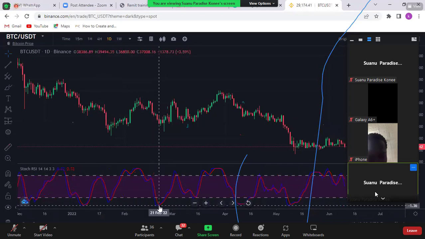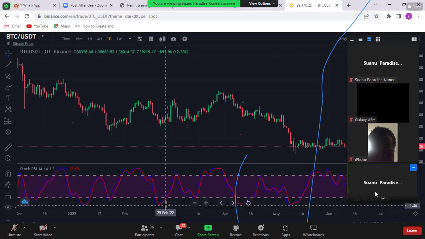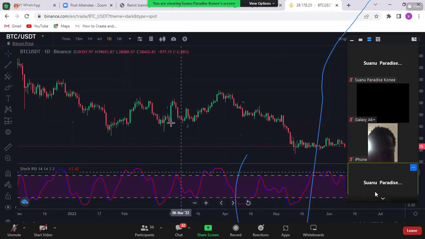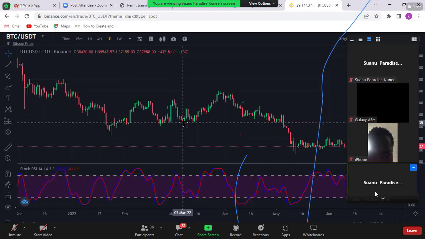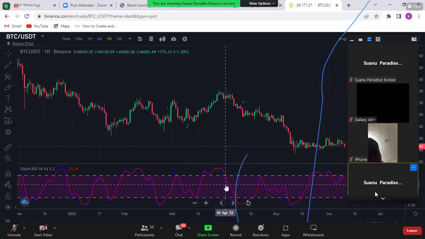So watch what happened here at this level. At the red line crossing the blue line right here, what happened? The market went right up. The same thing happened here. The market went right down. So this is a very, very simple strategy.